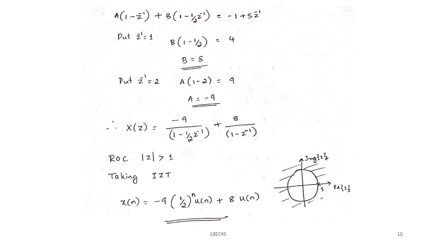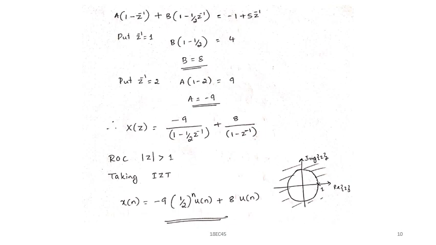Now I'll take the inverse transform of this equation. Then I'll get x of n is equal to minus 9 into 1 by 2 to the power n u of n plus 8 into u of n. You know that the z transform of u of n is given by 1 by 1 minus z inverse. I'll apply that, so I can directly write it as u of n.